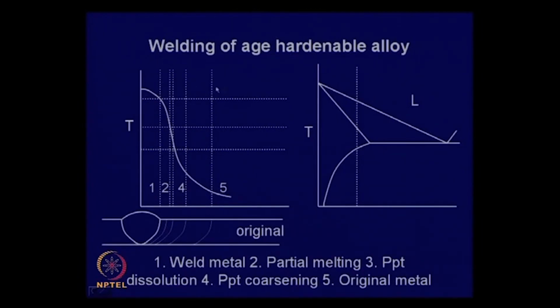An age hardenable aluminum alloy, if you recollect, will have a terminal solid solution kind of system. This is a typical phase diagram of an age hardenable aluminum alloy. This is liquid, this is alpha, and what you do in an age hardening alloy is heat it to this region, quench, and then age, and by aging you get higher hardness. When you quench, your hardness is low, it is soft. Under quench condition it is soft, when you age it becomes harder. So, now what happens if we weld this alloy?